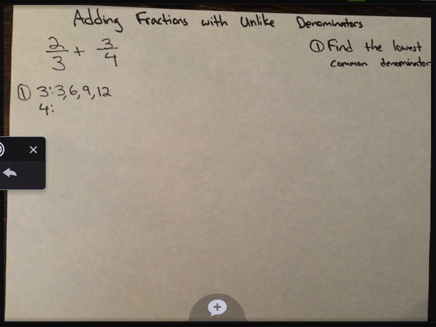The first step that we need to take is to find the lowest common denominator. This way, we can make sure that our wholes are broken up into the same amount of pieces. We do this by taking the two denominators and lining them up above each other.